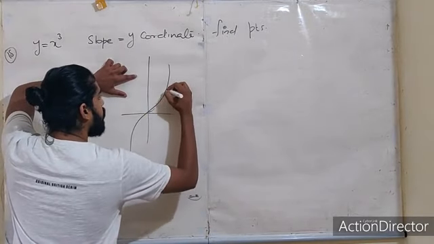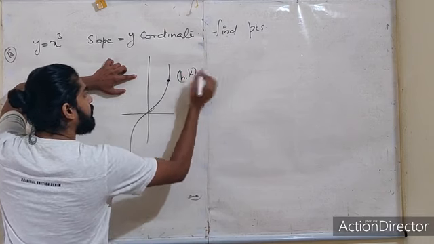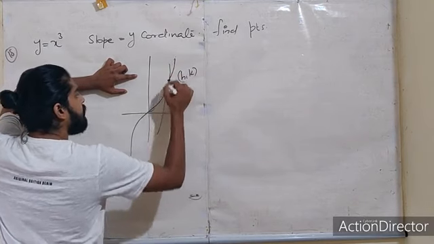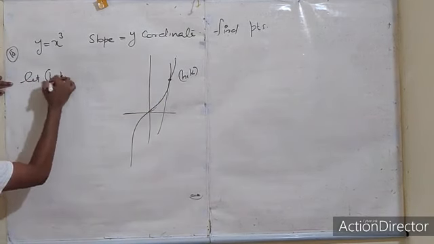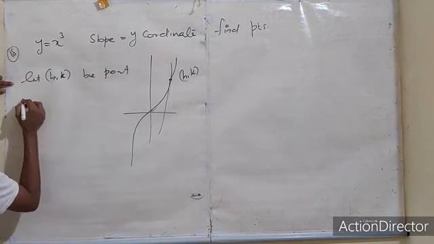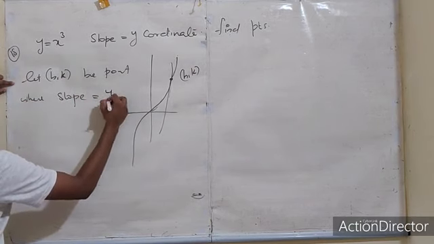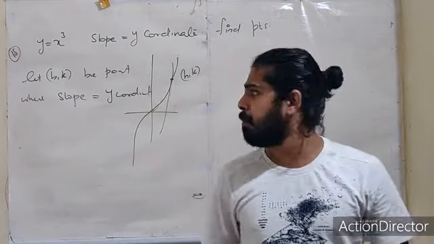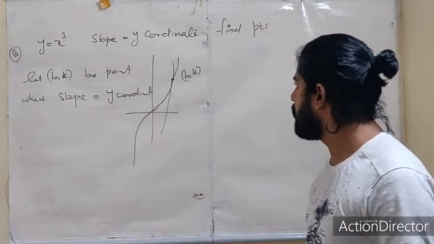Suppose this is the point h comma k. Let us assume that h comma k be the point where slope of the tangent is equal to y coordinate. Okay, so let's write: let h comma k be the point where slope equals y coordinate. Let us assume that h comma k be the point on the curve y equals x cube, where slope is equal to y coordinate. Since the point is not given, let us consider this point to be h comma k.